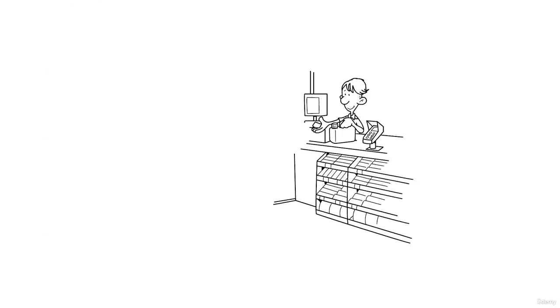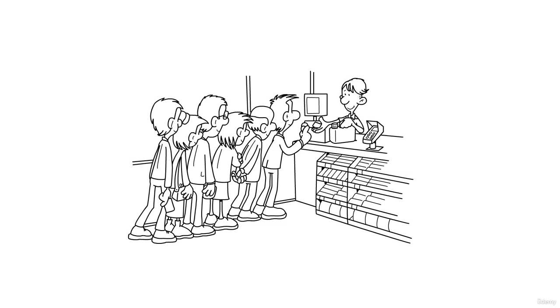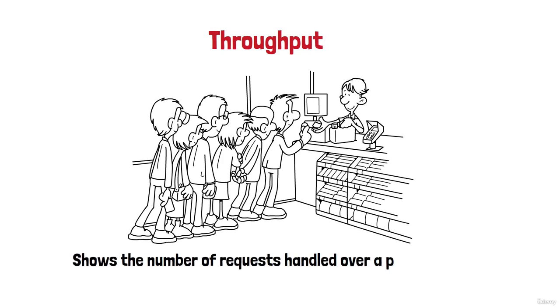Imagine if the shopkeeper can serve 100 customers every hour. That number, 100 customers per hour, shows how much work the shopkeeper can do in that time. In the world of websites and performance testing, this concept is what we call throughput. On the internet, throughput refers to how many requests a website can handle in a specific amount of time. If a website has high throughput, it means it can serve many users or requests quickly. If it has low throughput, it might struggle when many users visit at the same time.